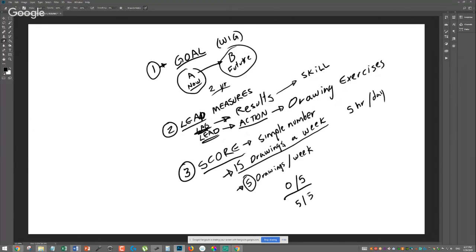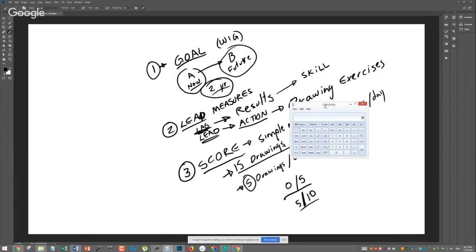But now your new goal is going to be 5 out of 10. This is the motivation right here. You start getting closer to how many? If your goal is 2 years, then let me take the calculator. If I multiply 5 times, every year has 52 weeks, so 5 times 52, 260 drawings in 1 year. I multiply that by 2.